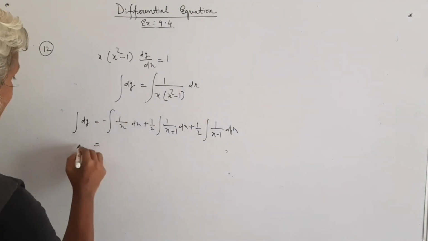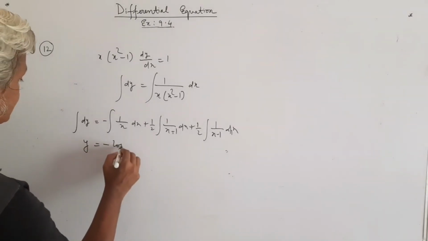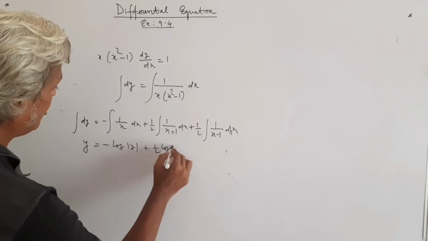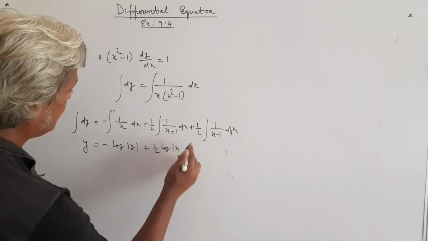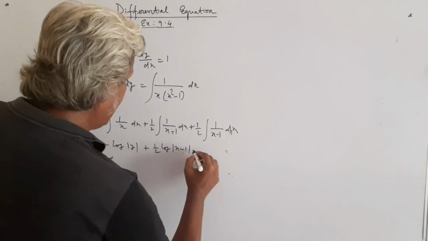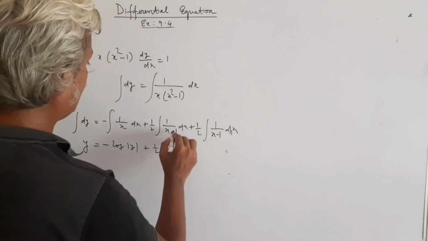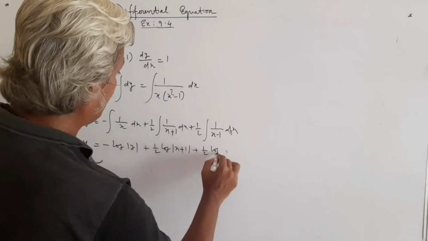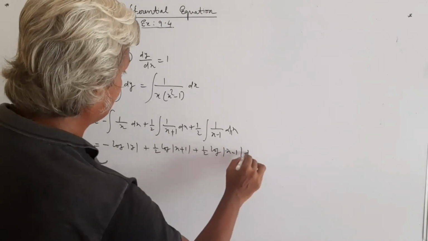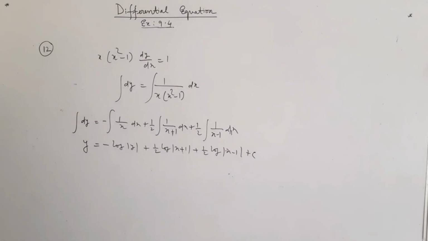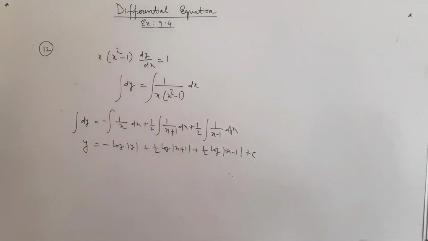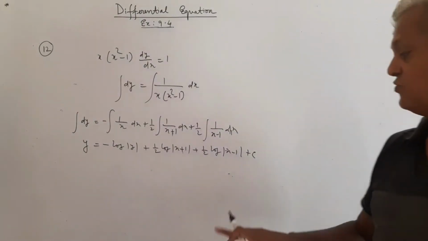Here if I integrate, this becomes y, this is minus log mod x, plus 1 by 2 log mod x plus 1, plus 1 by 2 log mod x minus 1 plus c, that's the constant of integration. Now we have to find the particular solution, meaning we have to put in the given set of values to find out the value of c.